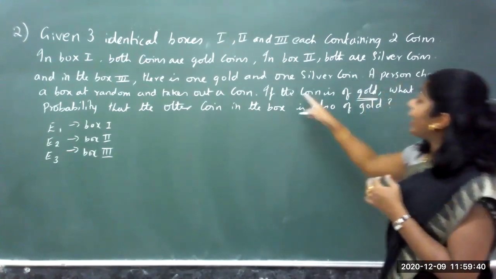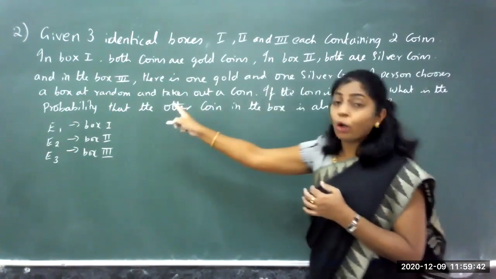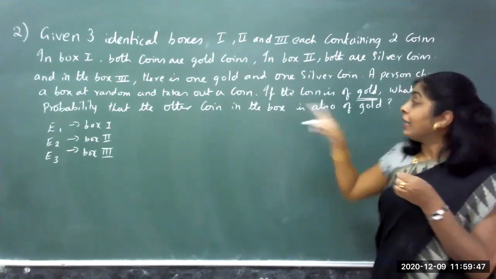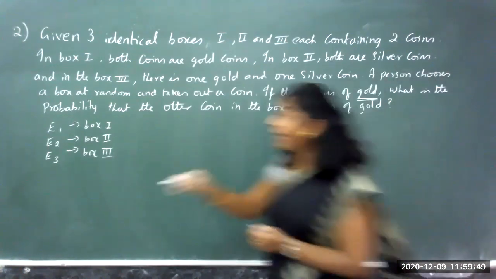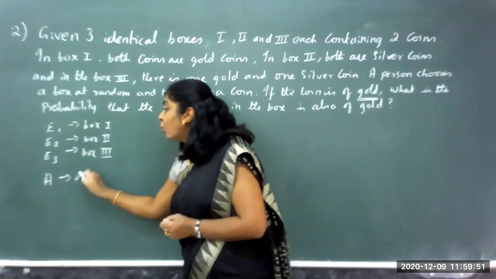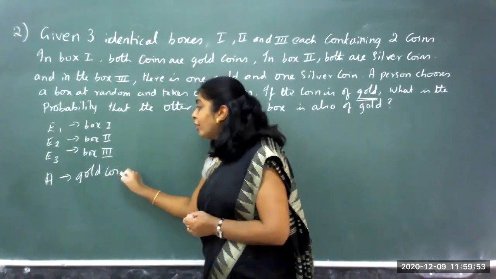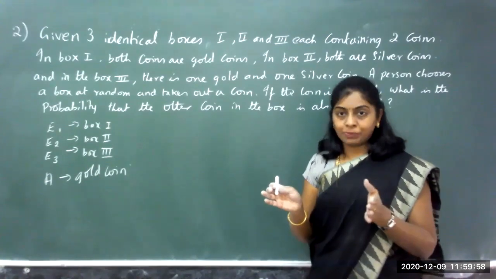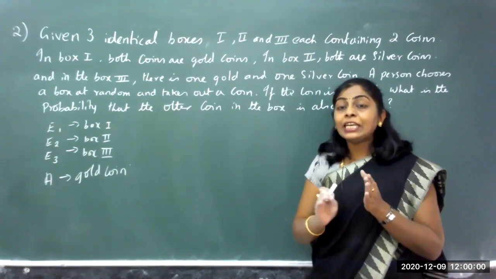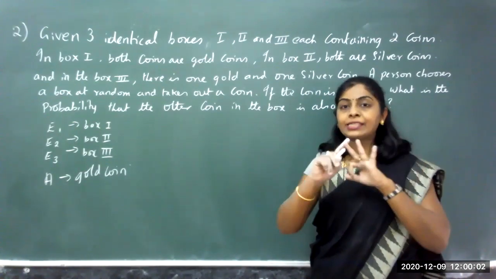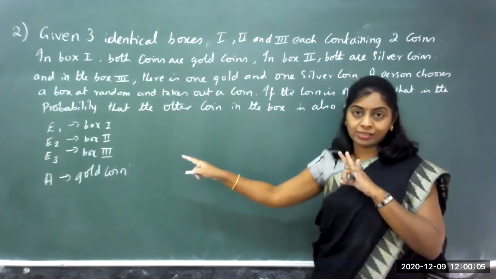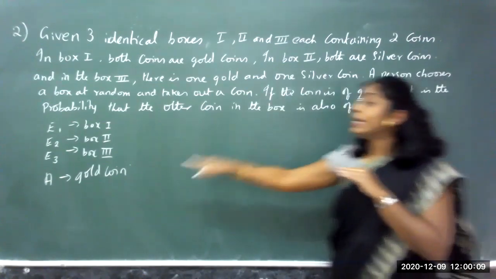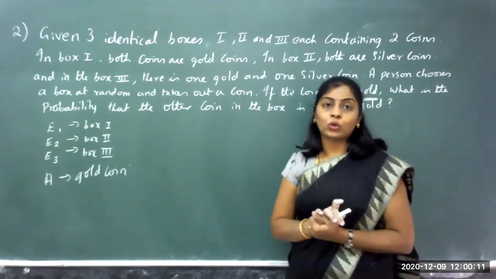Now a person chooses a box at random, one box is picked, and a coin is picked. That coin is gold. So A is the event of choosing a gold coin. In this random experiment, the events E1, E2, E3 are the three boxes, and choosing the coin, that coin is found to be gold. That event A is nothing but the gold coin.